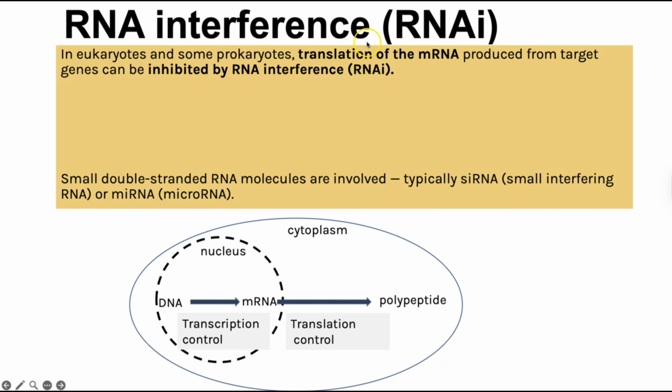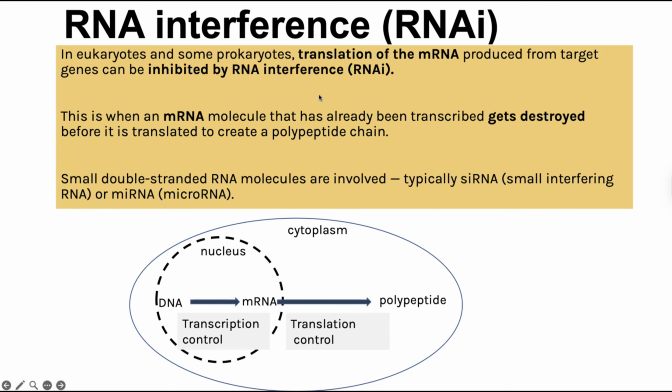And that is what RNA interference is, or RNAi for short. In eukaryotes and some prokaryotes, translation of the mRNA produced from the target genes can also be inhibited because of the RNA interference. So the mRNA molecule has already been transcribed, but that mRNA molecule gets destroyed. It basically gets cut up into small pieces, so it can't then attach to the ribosome and be used in translation. And small double-stranded RNA molecules are involved in this, typically known as siRNA, so small interfering RNA, or miRNA, microRNA.